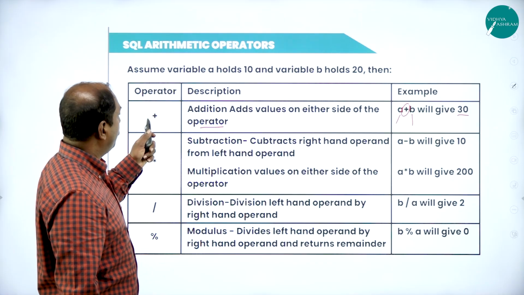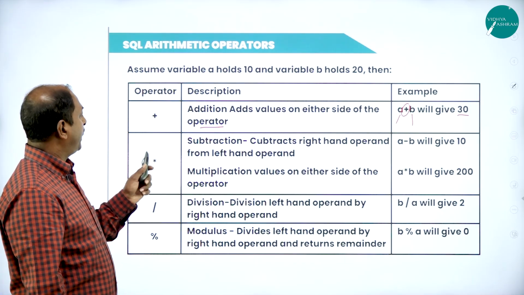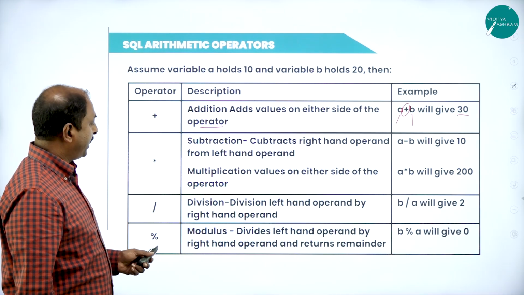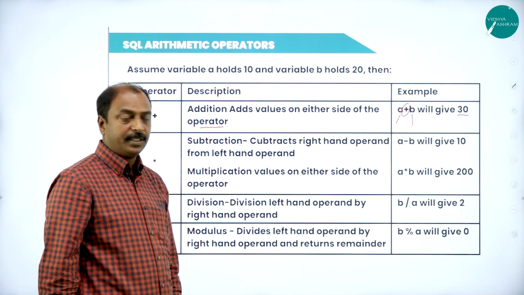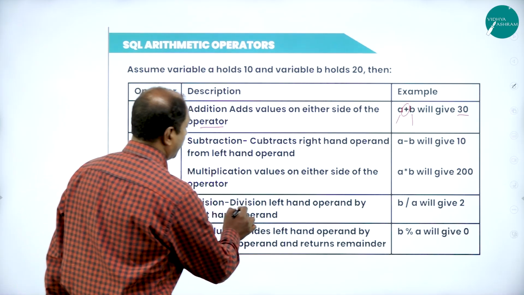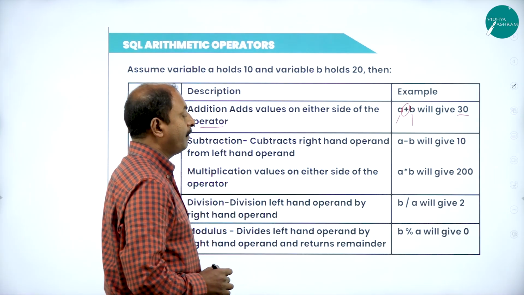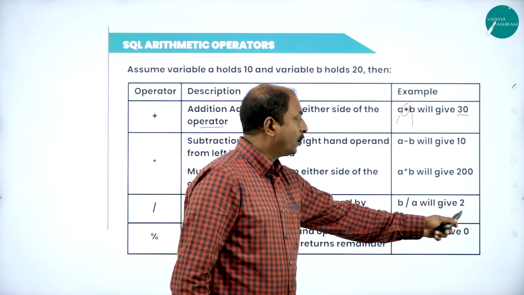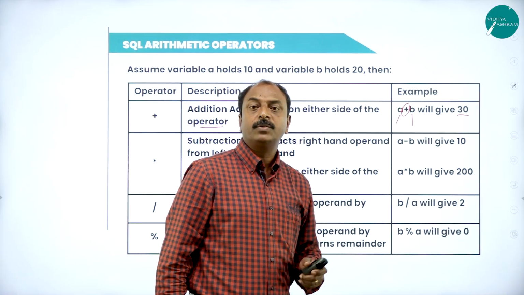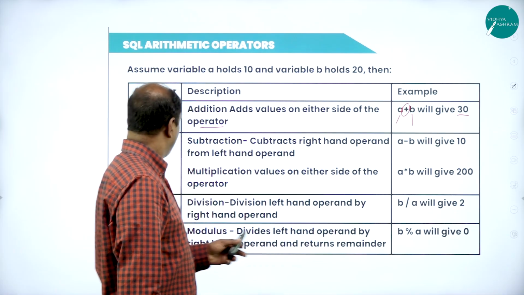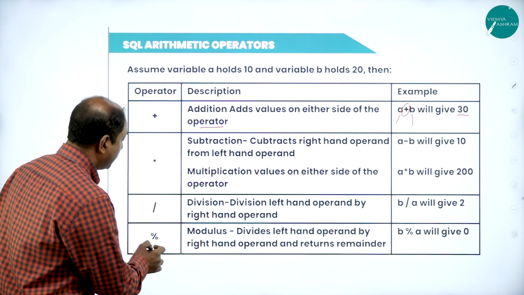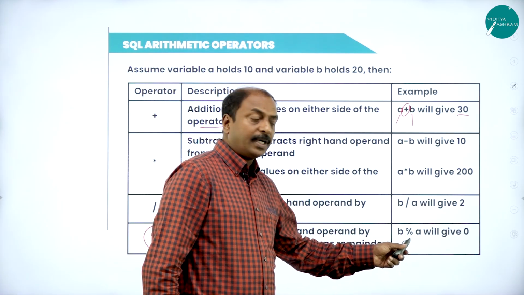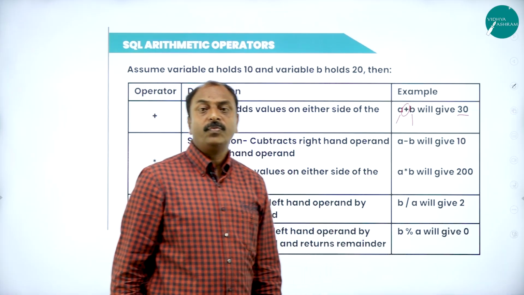So similarly, plus is an addition operation, and star is for multiplication, this is division, and this is called the modulus operator. Here the division operator divides the numerator by the denominator. It gives the quotient as the answer if you use slash. And if you use the percentage operator, it divides the numerator by the denominator and gives the remainder of the division.